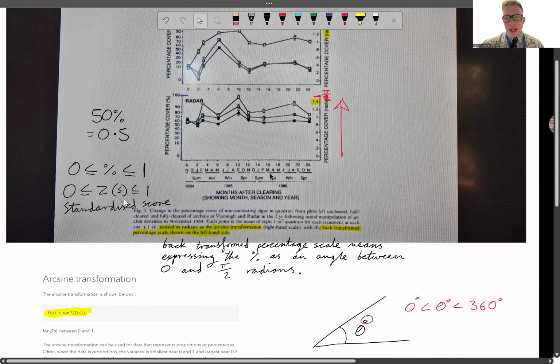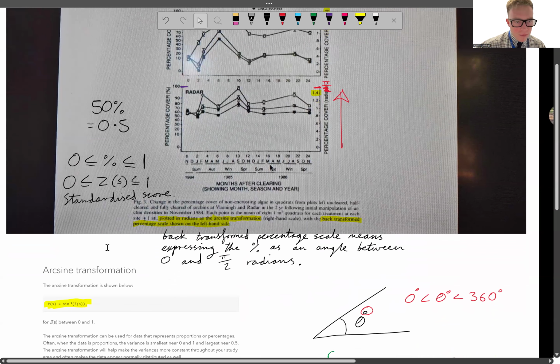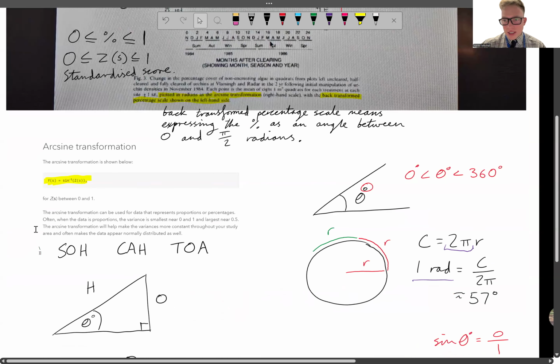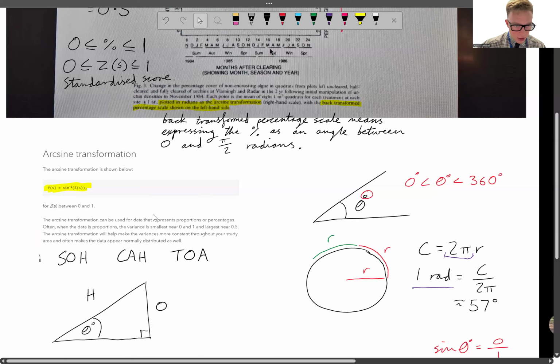So the Z score has to be between 0 and 1. Now the arcsine transformation as it's used in ecology. I did have to get this off of an ecology website. However, it's the same as what we do in maths.